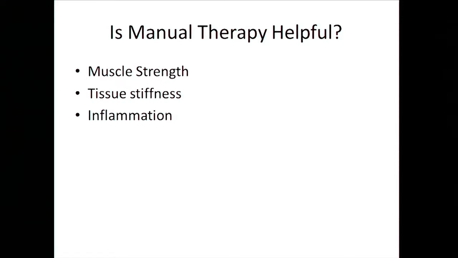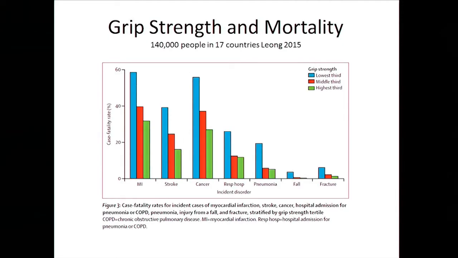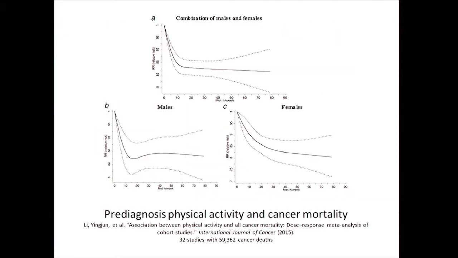Muscle strength, tissue stiffness, and inflammation. So grip strength, again, it corresponds to if you are strong, if you're in the lowest third, you're less likely to die from heart attack, stroke, cancer, a number of things. If you look here at pre-diagnosis physical activity and cancer mortality, if your pre-diagnosis is about 10 to 15 METs per week, that's 3 hours of vigorous walking or 1 hour of really vigorous cross-country skiing, you are less likely to die if you develop cancer. Muscle is important.